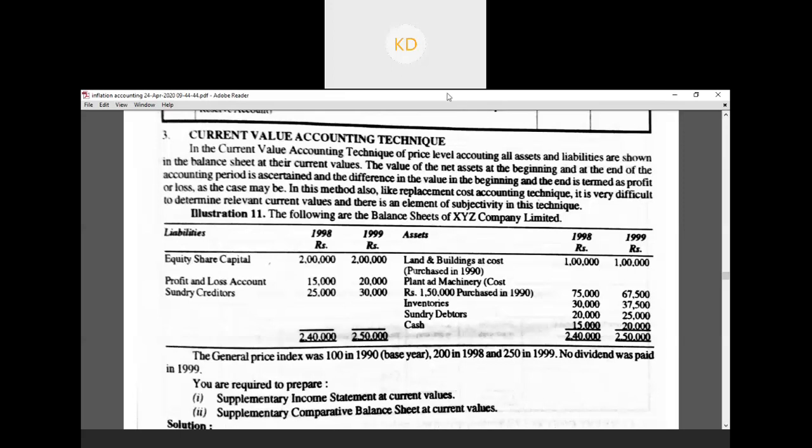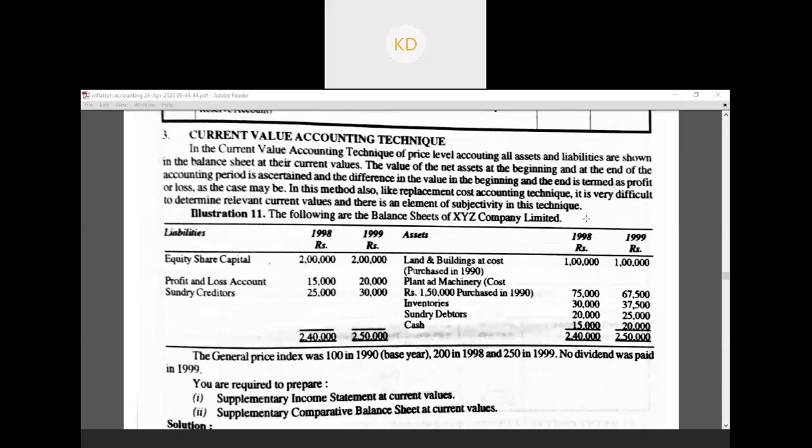So the current value accounting method, what we are basically doing is we are trying to take the complete balance sheet, multiply with the conversion factor, convert the whole balance sheet at the current replacement values and put those values.